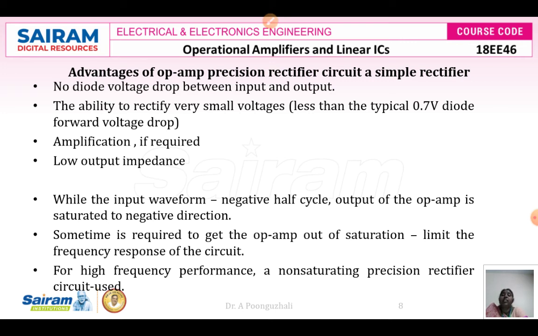So here when the input waveform is a negative half cycle, the output of the op-amp is going to be saturated in the negative direction. So in that case it is required to get the op-amp out of the saturation. Here that is going to limit the frequency response of the circuit. So if I want to have high frequency performance, a non-saturating precision rectifier circuit is going to be used.